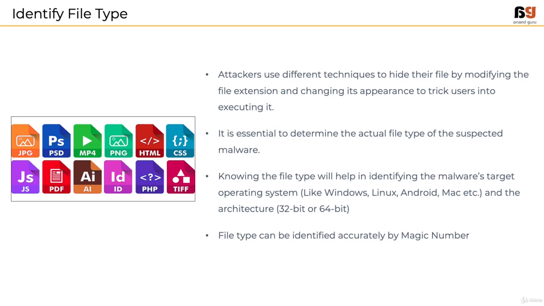File types can be identified by the magic number. Remember the DOS header in the PE file format? Magic number is a number embedded at the beginning of a file that indicates its file format. It is also referred to as file signature.